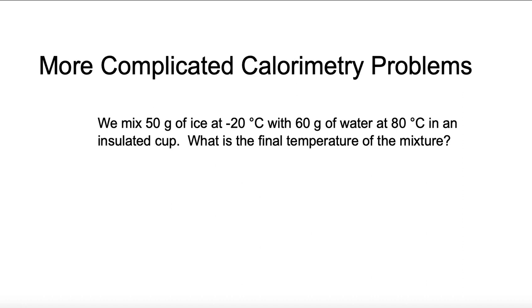Or we can imagine a problem where we had not 50 grams of ice, but half a gram of ice and 500 grams of hot water. And in that case, we know that all the ice would melt and that we'd reach an equilibrium temperature a little bit below the 80 degrees C.